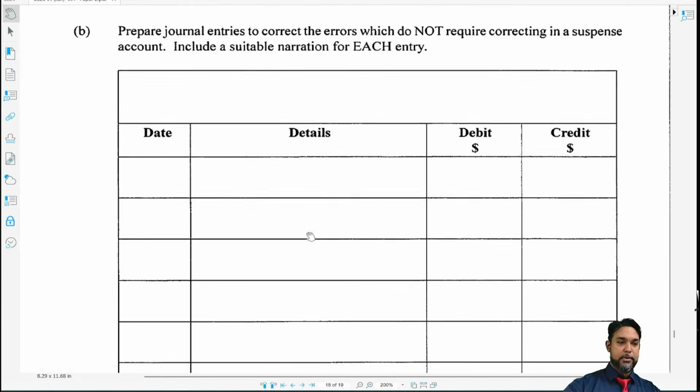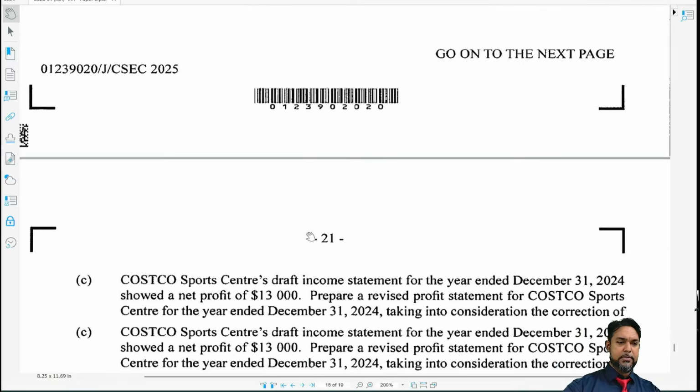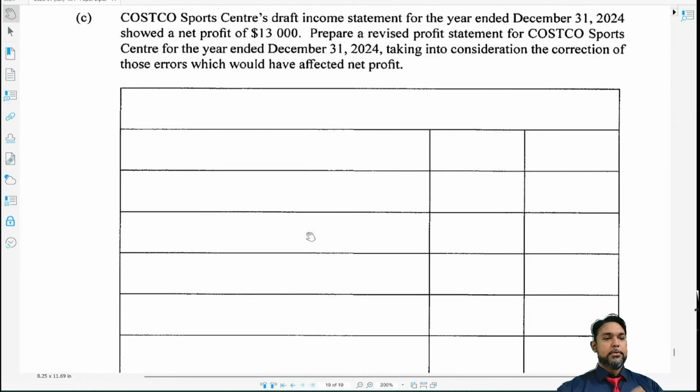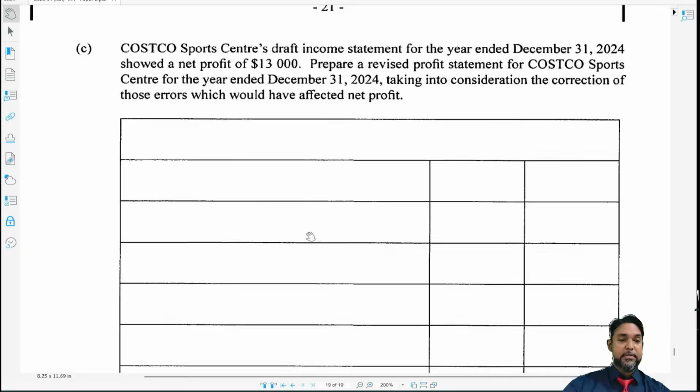And pull up the last piece of the question. So prepare. Okay, that's that piece. So Costco Sports Center's draft income statement for the year showed a net profit of 13,000. Prepare a revised profit statement, taking into consideration the correction of those errors which would have affected profits.